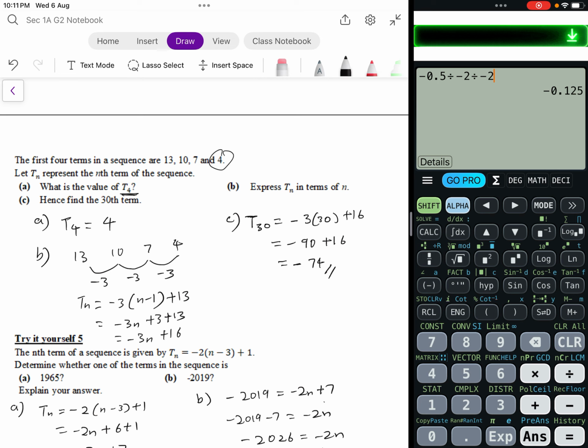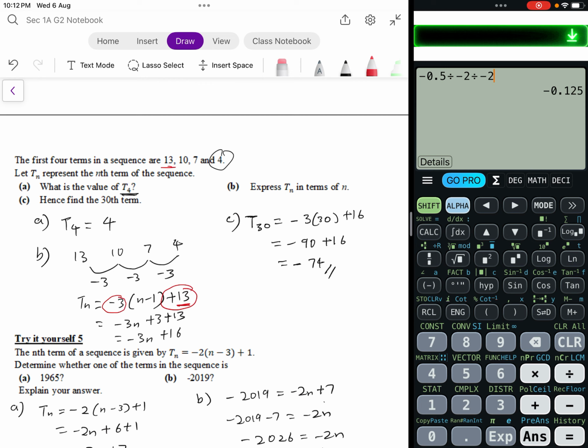general term. You realize it always starts with the first term in the sequence. So the first term here is 13. We always add the first term. We know that the difference between each term is minus 3, minus 3, minus 3. So we write down minus 3 over here.